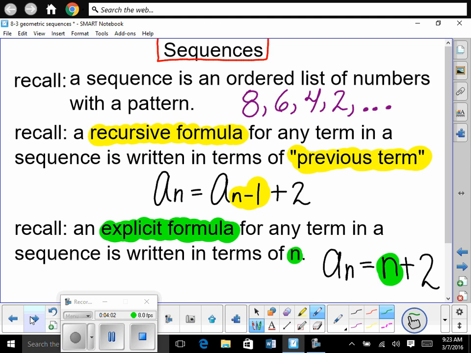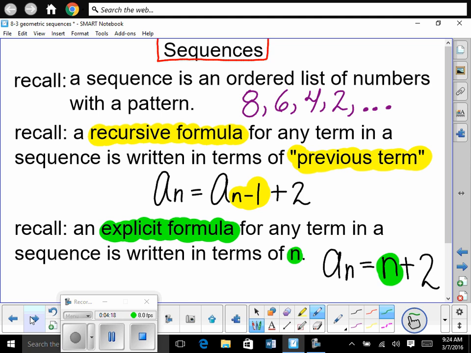So we've been in sequences and series. We've only dealt with sequences so far. Recall, a sequence is an ordered list of numbers with a pattern. This is an example: 8, 6, 4, 2. What's happening from one term to the next? Good, it's going down by 2. We're subtracting 2 from each term.